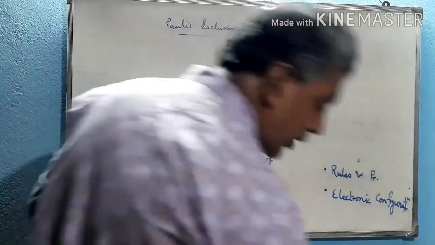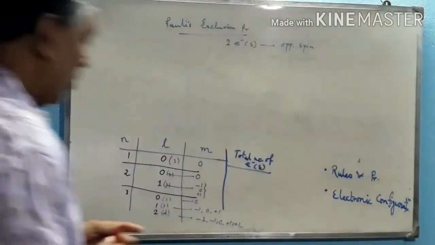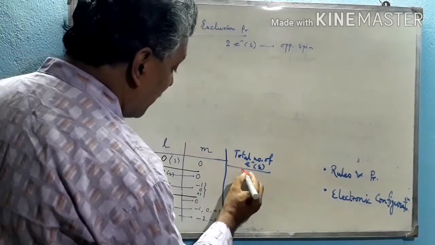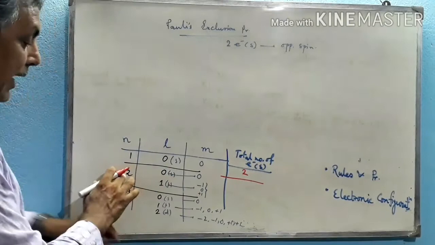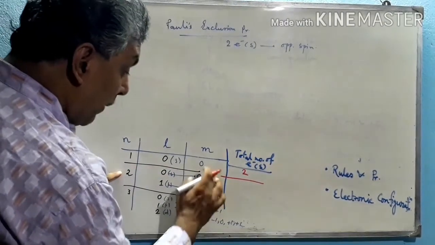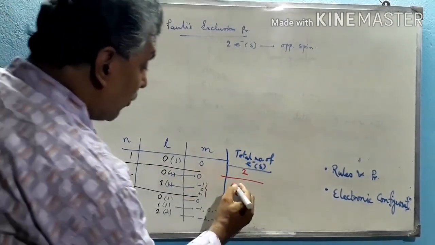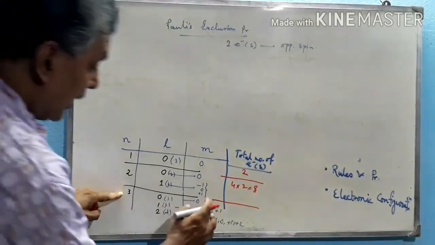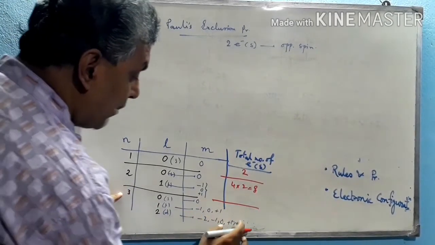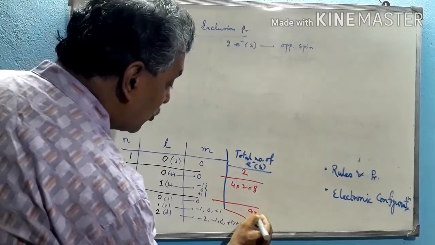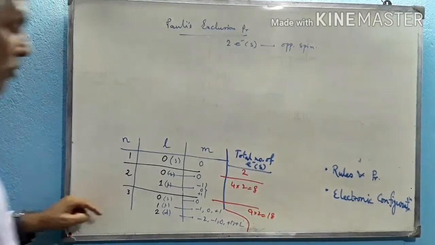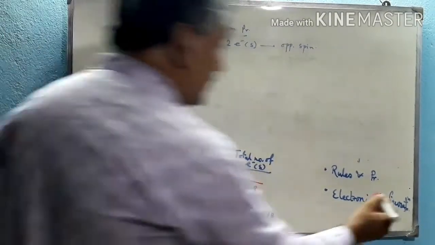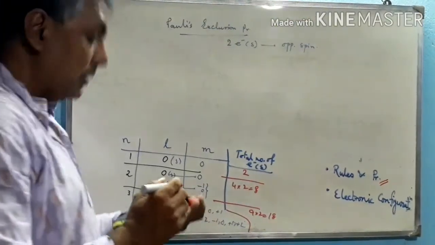An orbital can accommodate maximum 2 electrons. So the first shell contains only one orbital, so it can accommodate maximum 2 electrons. Again, the second shell contains 4 different orbitals, 1s and 3p, so 4 into 2, that means 8 electrons. For the third shell, there are 1 plus 3 plus 5, 9 orbitals. So 9 into 2, that means 18 electrons. So the first shell contains 2 electrons, the second shell contains 8 electrons, and the third shell contains 18 electrons in this particular concept.